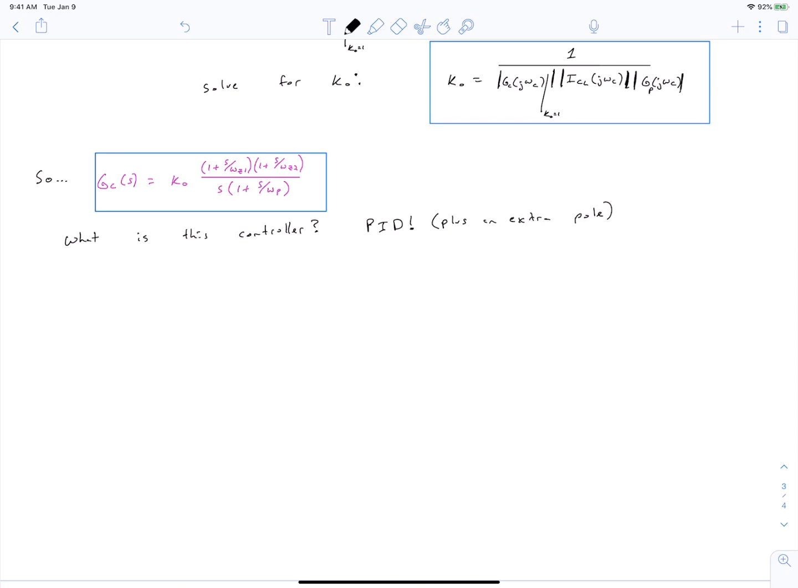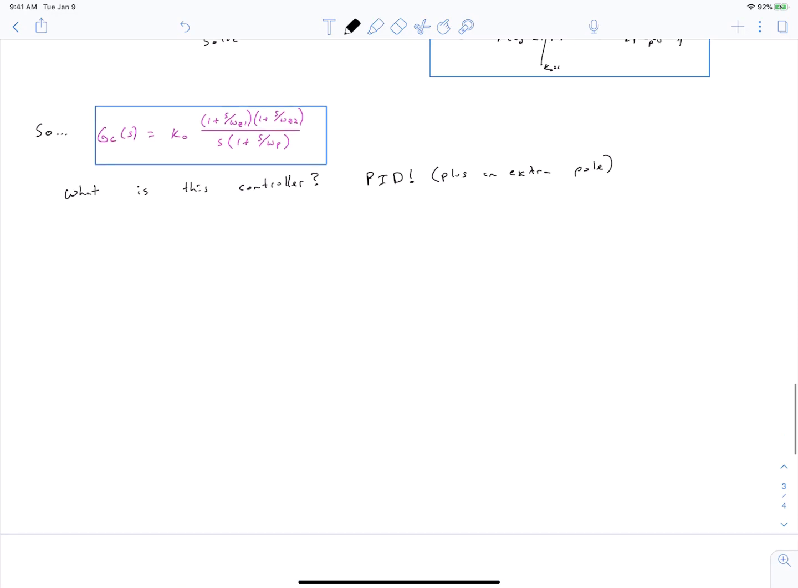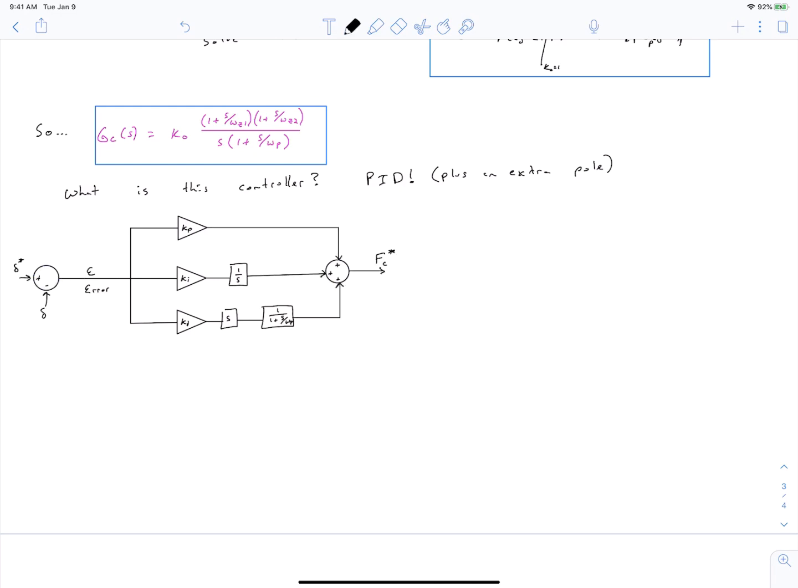So you'll be forgiven if you don't recognize this. This is in fact a PID controller with an extra pole in series with the derivative term. So we can sketch this out as follows. And we have the typical form of a PID controller plus this additional low-pass filter that's in series with the derivative. And this is a very nice logical controller. We're well familiar with using proportional control, proportional plus integral control, and as well PID control.